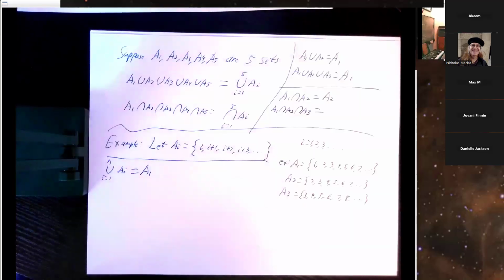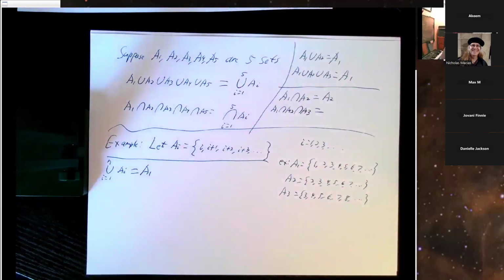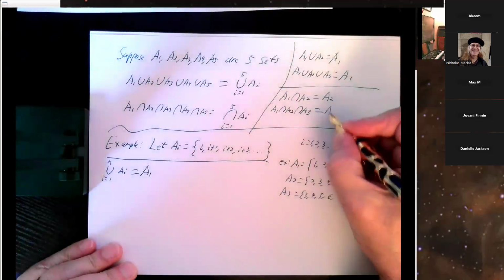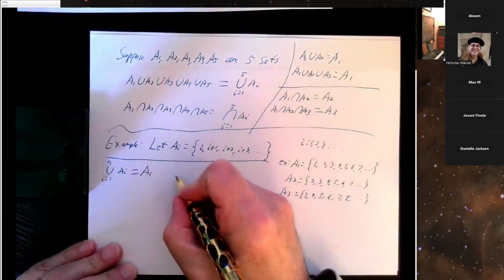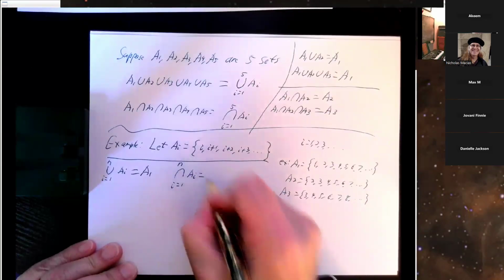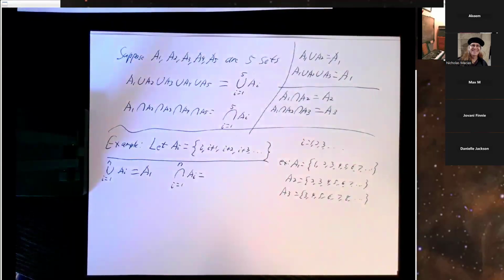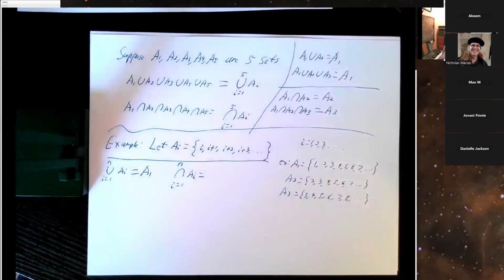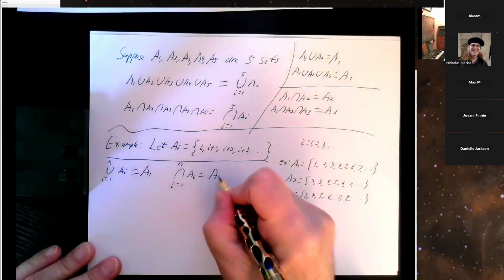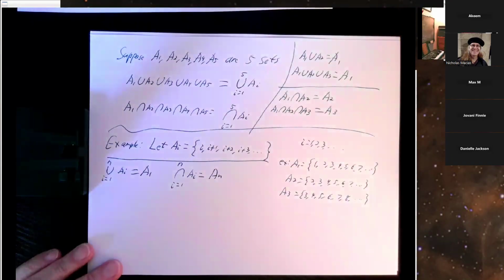What if I intersect the first 3 sets? What'll I end up with? The last one. Yep, A3. So if we generalize that and take the intersection of the first n sets, what should I end up with? Yep, An.